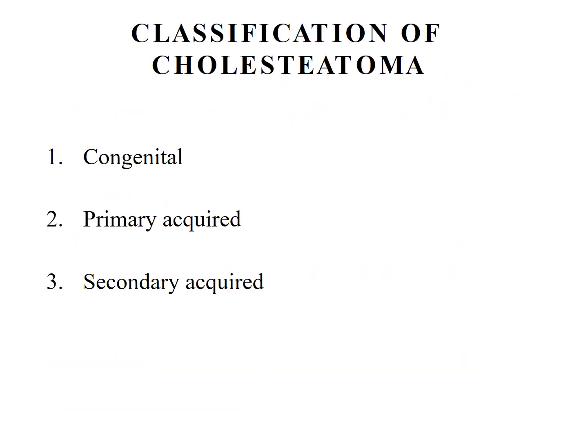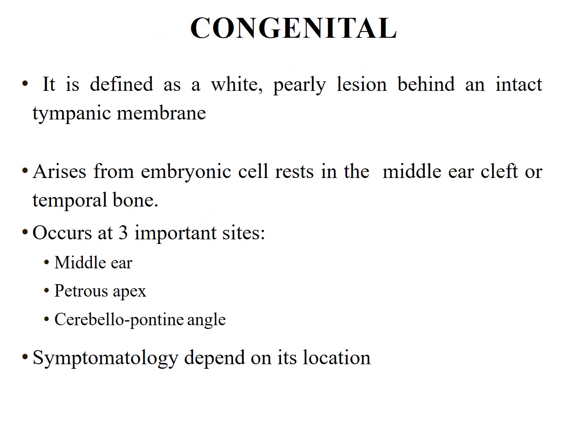So, classification of cholesteatoma. Cholesteatoma is basically of two types, congenital and acquired, and acquired is further subclassified into primary acquired and secondary acquired. The congenital cholesteatoma is defined as a pearly white lesion behind an intact tympanic membrane. It is basically an incidental finding, or the patient may present with hearing problem, but there is no history of discharge, and you will see a white mass behind an intact eardrum. It arises from the embryonic cell rest in the middle ear cleft or the temporal bone.